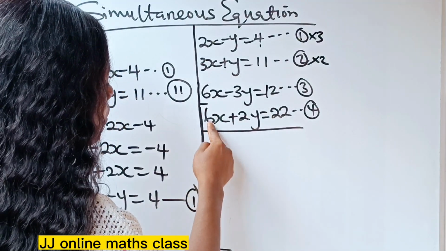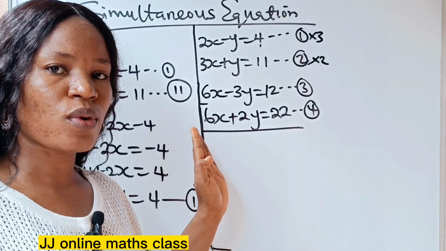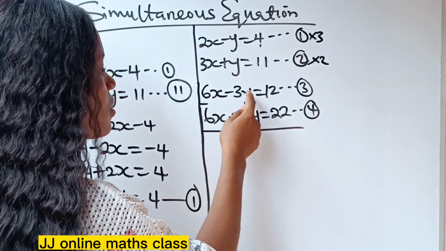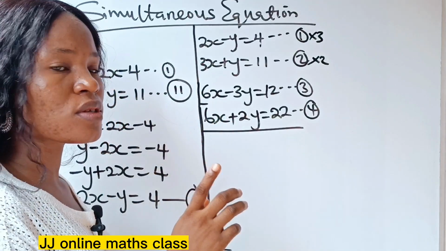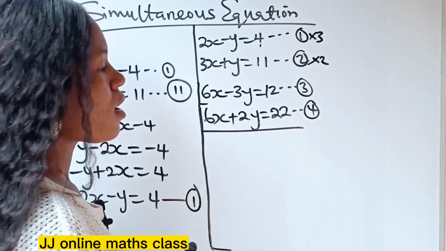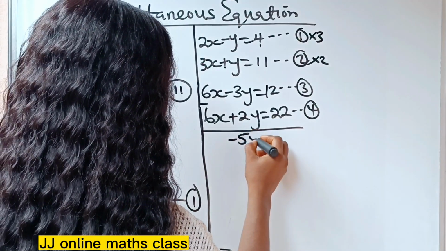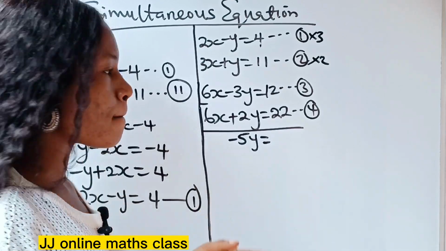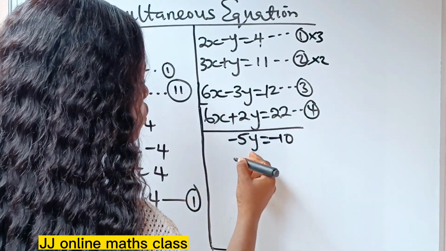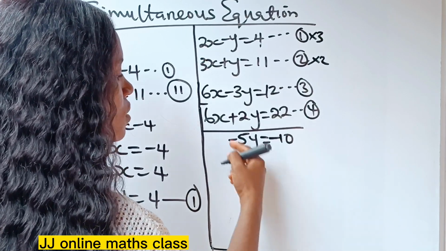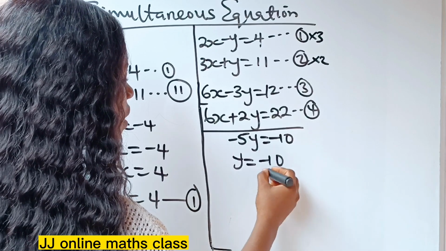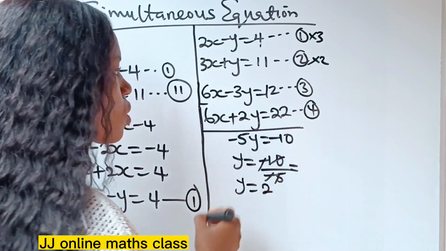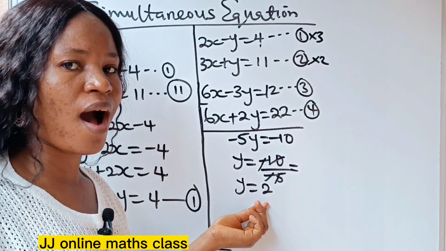Notice that 6x minus 6x gives you 0, so we are done with x. Then let's solve this. Minus 3y minus plus 2y: minus minus is plus, so it becomes minus 3y minus 2y, which gives us minus 5y. So we have minus 5y is equal to 12 minus 22, which gives us minus 10. To make y the subject of the formula, we divide both sides by minus 5. This cancels this, and your y is equal to 2. So we have found the value of y.